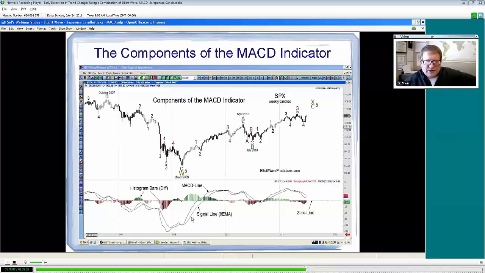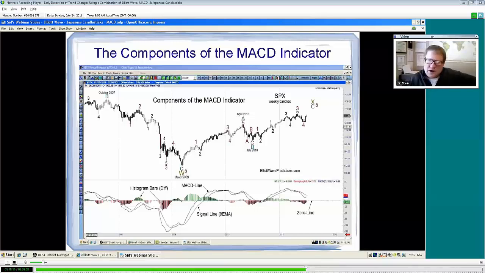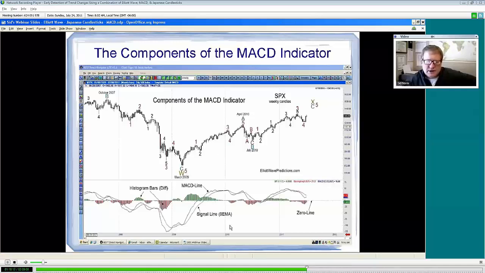And Gerald Appel just put that on there so that when you see a crossover, it can give you a signal. We'll talk about the different ways to look at the traditional MACD signals. That's coming right up next. And then the histogram bars are a representation of how far apart these two lines are. Notice that they're right together here in the histogram. There virtually is no histogram there because they're together.